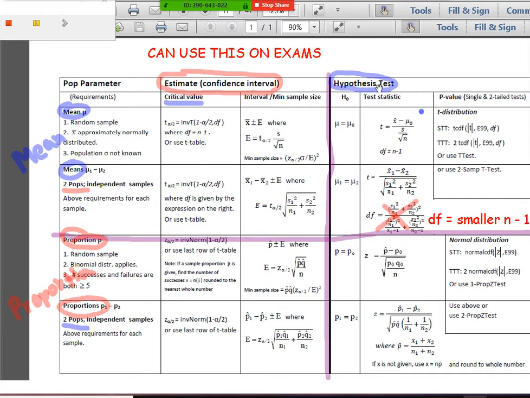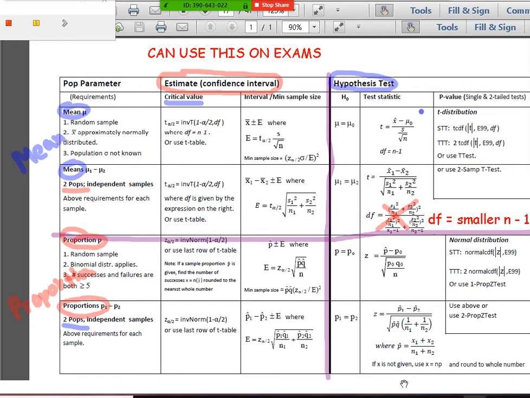For a hypothesis test, this is the one you just used a second ago, right? x bar minus mu naught over s over square root of n. The critical value goes for both the hypothesis test and for the estimate. This column here is valid for both of them. But this stuff over here is just for the hypothesis test: how to find your p-values, how to find your test stat, where your H naught is always equals.